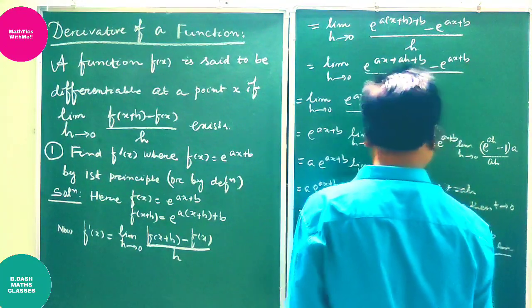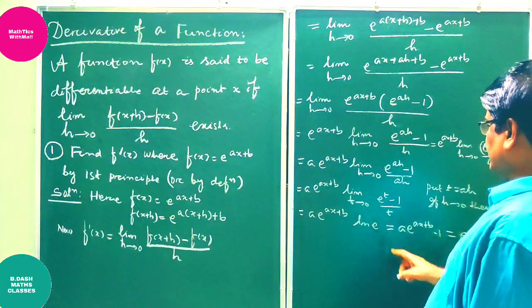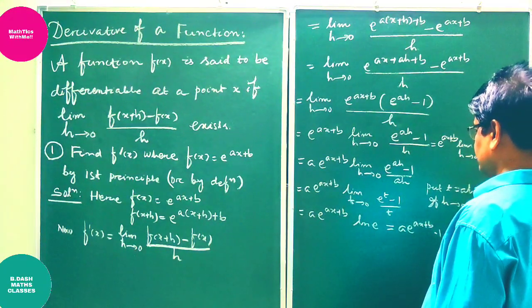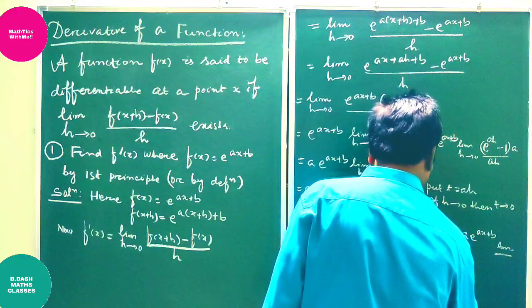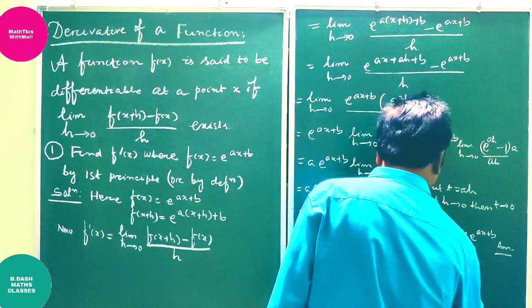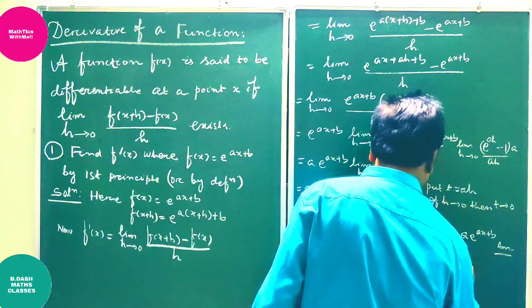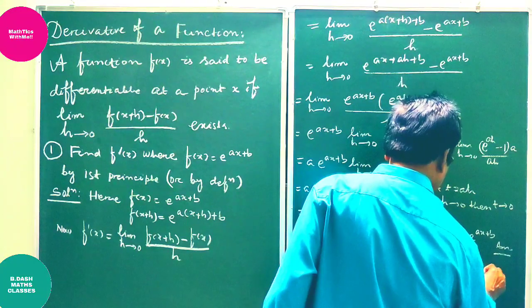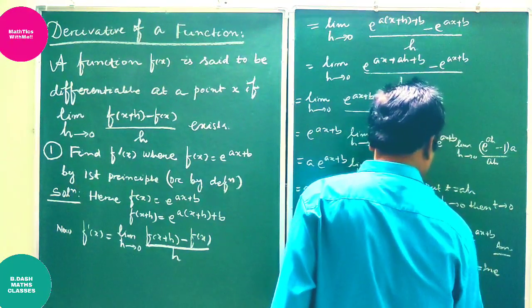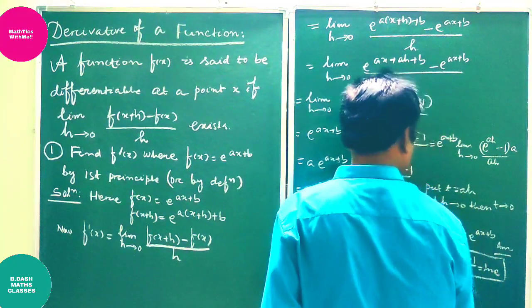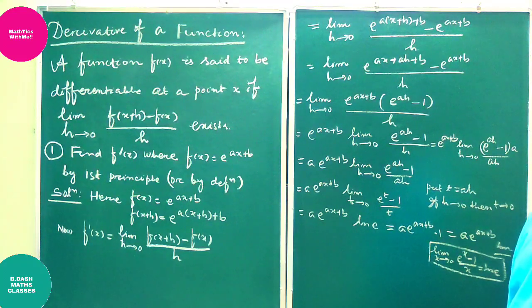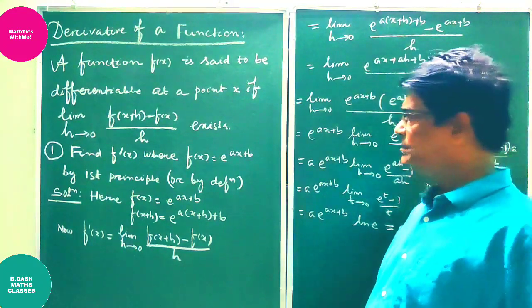So here limit t tends to 0, e to the power t minus 1 by t is equal to ln e. So we should remember limit x tending to 0, a to the power x minus 1 by x is equal to ln a. So this formula we have to remember. So our first problem is now solved. Let us proceed to solve the next problem.